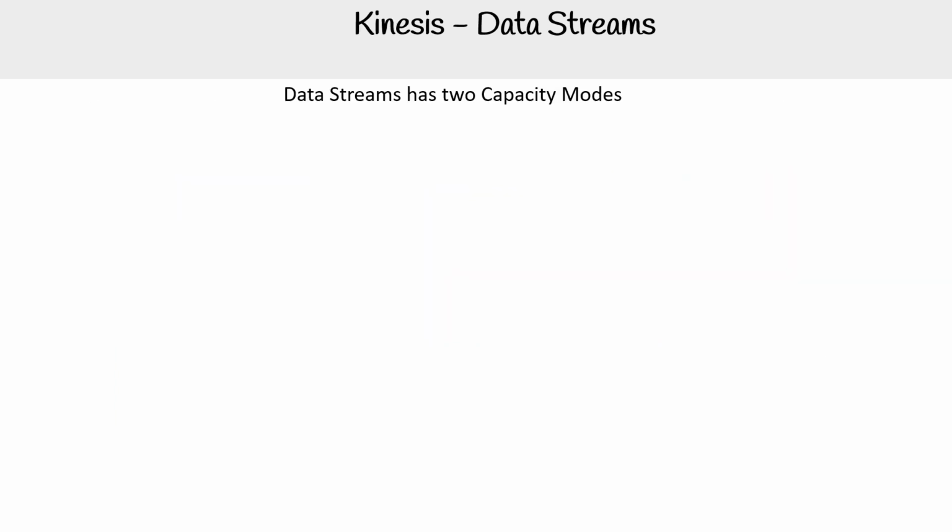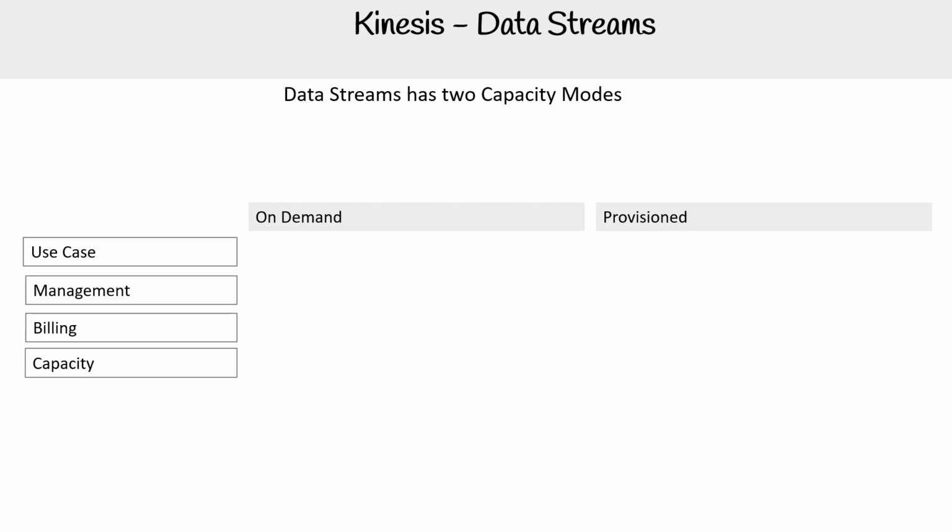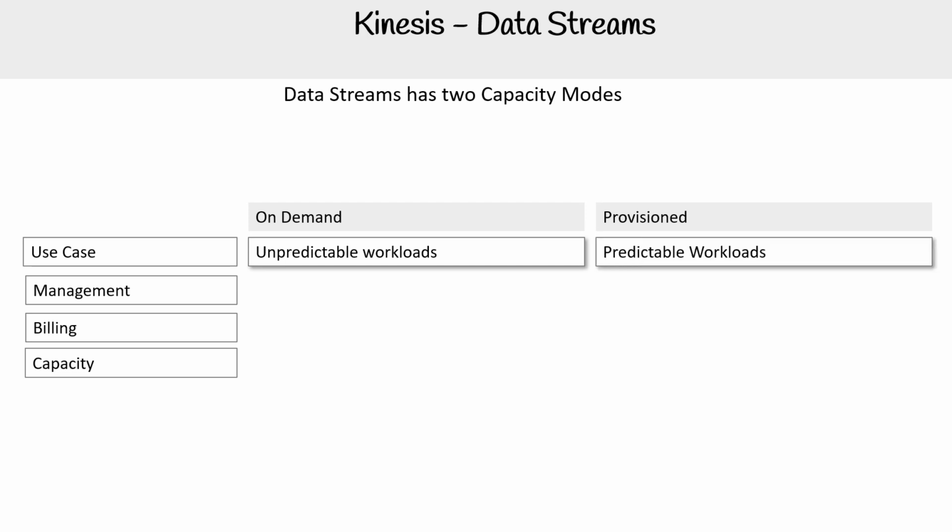So Data Streams has two capacity modes. When I started using Kinesis, it only had one, which was provisioned, but they added an on-demand mode, which is a little bit confusing because it kind of competes with another product, but we'll talk about that in a moment. But for the use case, on-demand makes sense when you have unpredictable workloads because you're only paying for the capacity that you're using as opposed to a steady guarantee of capacity. Whereas provisioned is more suited for predictable workloads.